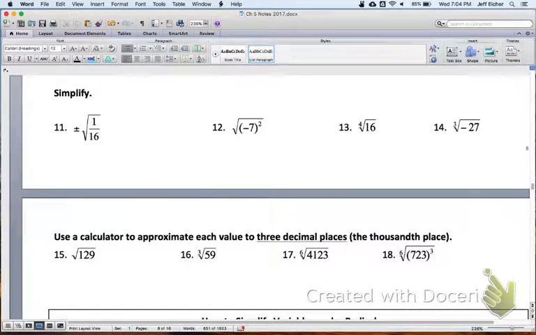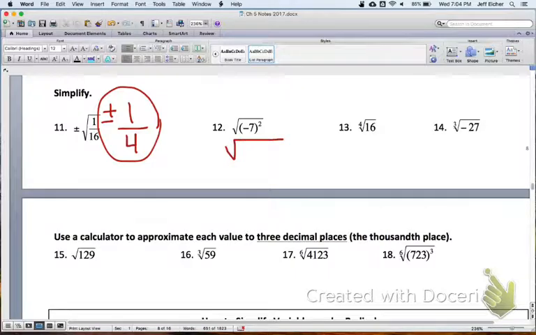We want plus or minus the square root of 1/16. Well, the square root of 1 is 1, the square root of 16 is 4, and it's plus or minus that answer. So that's our answer, plus or minus 1/4. For number 12, we can simplify. Negative 7 squared is 49, and the square root of 49, this is the principal square root, so it's understood that we're only talking about the positive answer, so our answer would just be positive 7.